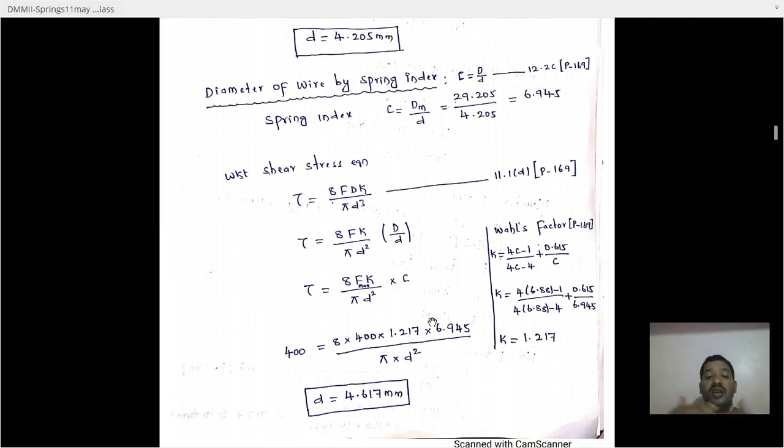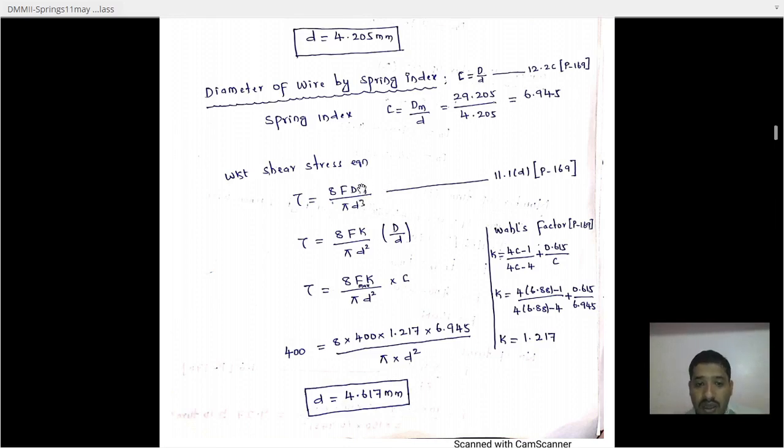After that, what do we need to find out? We need to find out the shear stress. With the help of the shear stress equation, we can easily get the value of d. Tau equals 8 into the maximum force acting on the spring, into d, into K, which indicates the Walsh factor, by pi into d cube. We already solved this in the previous problem.